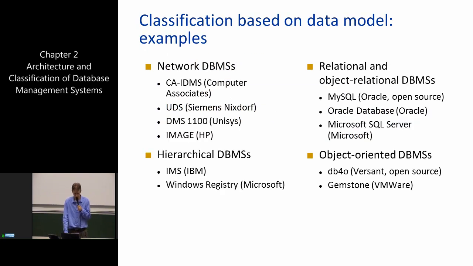So you see we have network DBMSs, right? Here you can see a popular implementation thereof is CA IDMS, which was originally shipped by Computer Associates. You see some other names as well. I would already be very happy if you could remember the first name. For hierarchical DBMSs, here you have the IMS system, shipped by IBM. Relational and object-relational DBMS as well. We have some Oracle, Microsoft implementations, and MySQL, which is also open source. And for object-oriented DBMSs, here you can see two examples thereof. Try to remember the second one, Gemstone, for example.